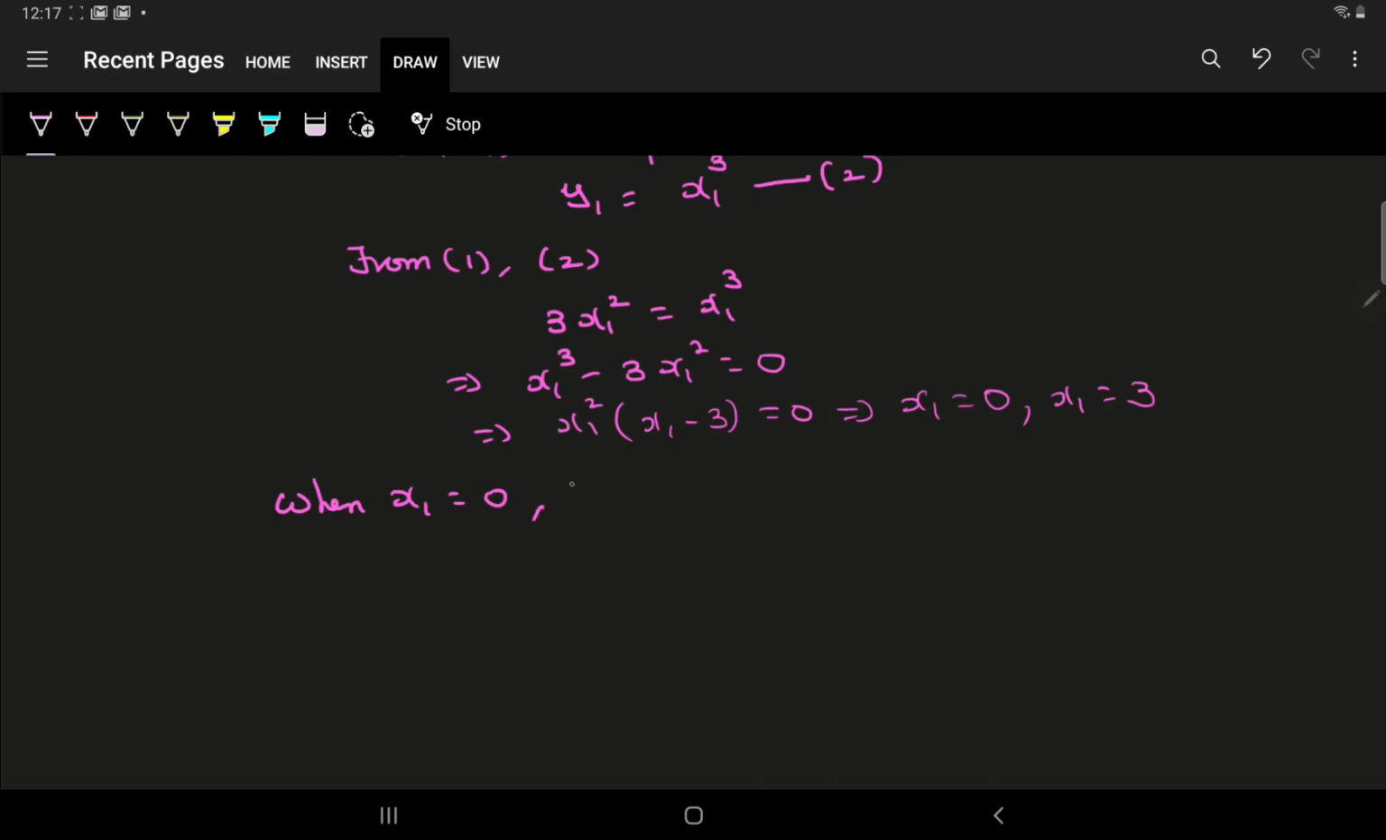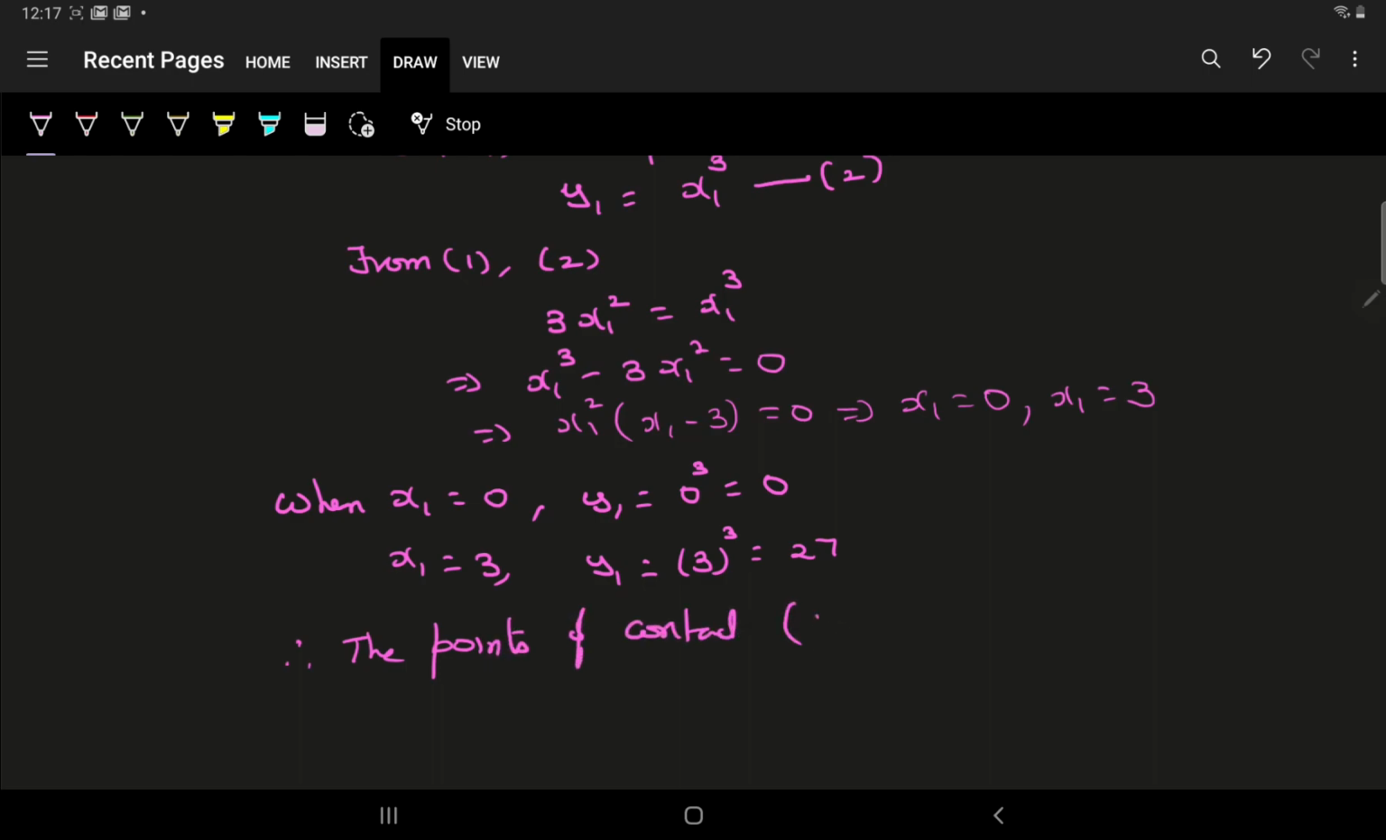So, when x1 is equal to 0, we find the corresponding value of y1. So, using the condition 2, y1 becomes 0 cube, that is equal to 0, and when x1 is equal to 3, y1 is equal to 3 cube, that is equal to 27. Therefore, the points of contact are 0, 0 and the other point is 3, 27.